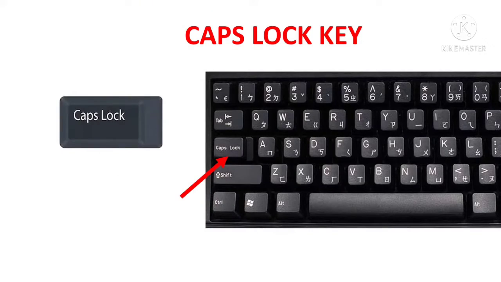Now next is the caps lock key. Look at this figure. It is the caps lock key. The caps lock key is used for typing alphabets in capital letters. अगर हमको capital letters में type करना है, so we can use caps lock key and then we will press the other alphabet keys.